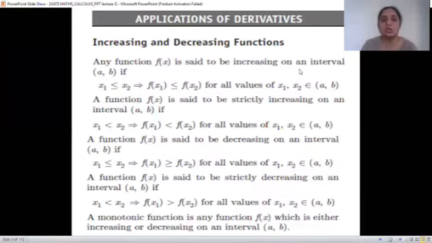It is said to be increasing when x1 is less than or equal to x2 implies f of x1 is less than or equal to f of x2. If there is a less than or equal sign in between, that is called an increasing function. Next, the function is said to be strictly increasing. Strictly increasing means there should not be an equal sign. So if x1 is less than x2 implies f of x1 is strictly less than f of x2, then it is strictly increasing.